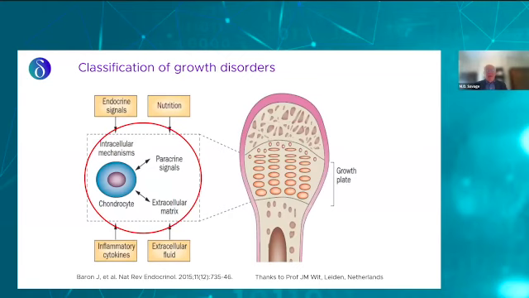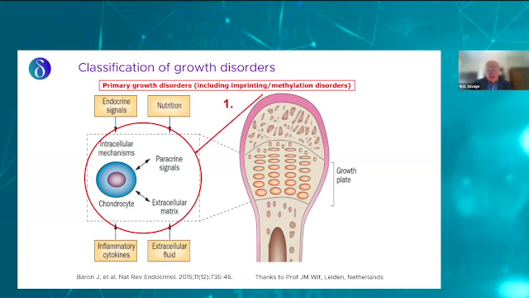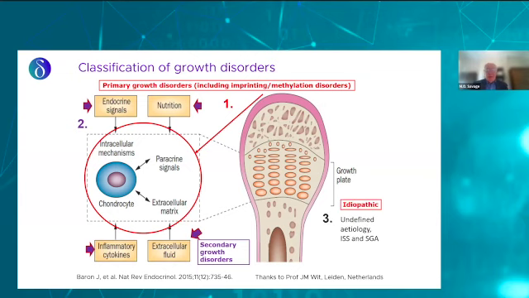So here is the now, I think, accepted classification of growth disorders. Basically, primary growth disorders are shown here. These are defects within the growth plate. Secondary growth disorders are defects outside the growth plate, but which influence its function, as you see here. And then thirdly, a group of idiopathic causes.